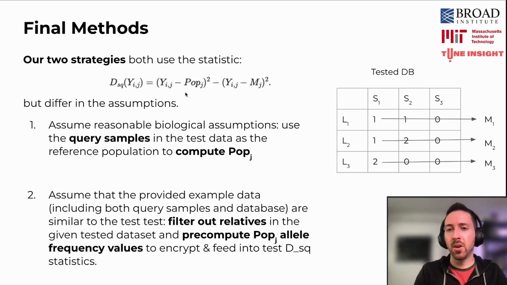In the end, both of our solutions end up using this statistic heavily. They differ in how we compute this pop sub j value. In the first, if we assume reasonable population structure in the query database, we can compute it in the way that was described first by just taking the average dosages across each row in the query database. In the second, we end up assuming that the provided example data is representative of the background population, and we pre-compute the average dosages after removing relatives from that database, and then encrypt these for use in the test set.